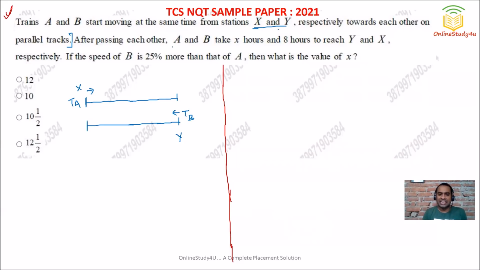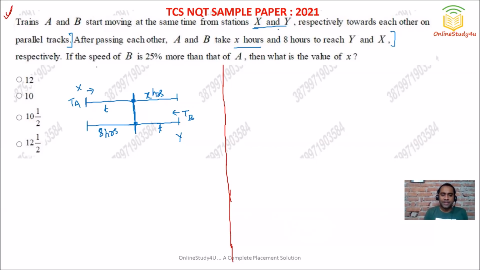After passing each other, A and B... suppose they are meeting here, after some time. Suppose they are meeting after T hours. Then after passing each other, A takes X hours and B takes 8 hours to reach Y and X respectively. So this should be clear.